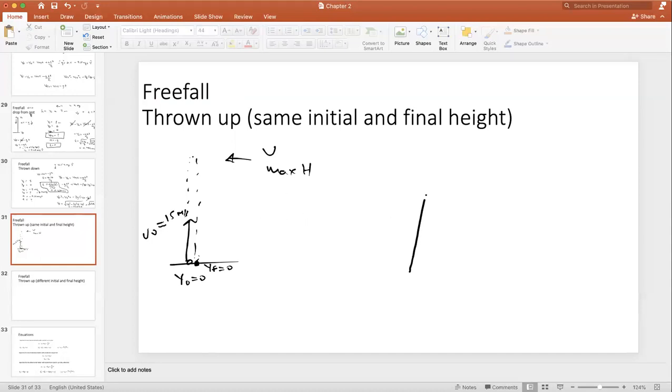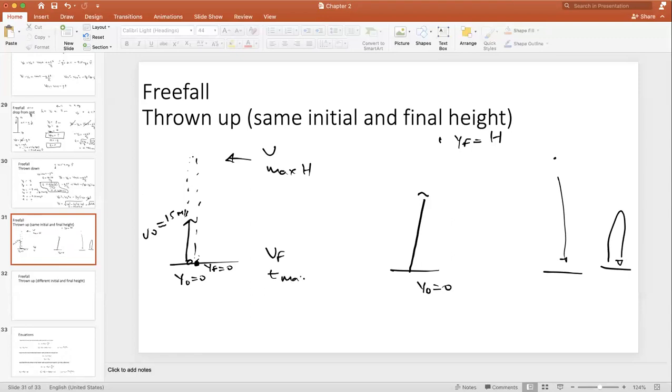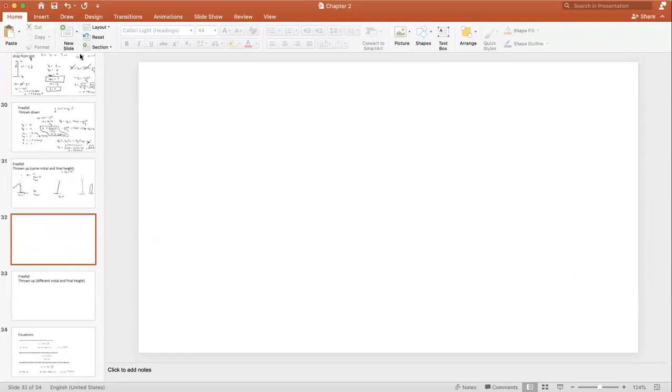I have a problem where I launch it and it ends up going to some height. It starts off at y initial is 0 and y final is some h for max height. And then I have the problem of when it falls back to the ground, where I can find the time up and the time down, or the time to go up and come back down. Remember, this is all in one dimension. So what I want to know is v at max height, and then v final and t max, the amount of time it was in the air total, and the time to h. So we're going to do each of these separately.